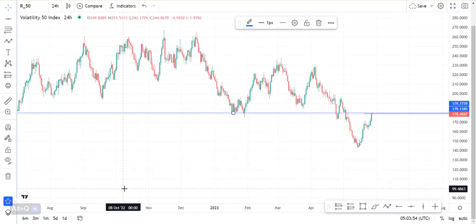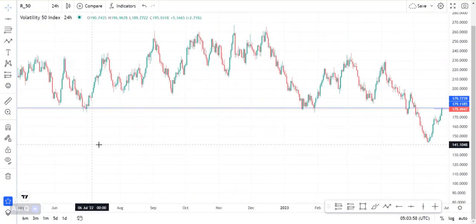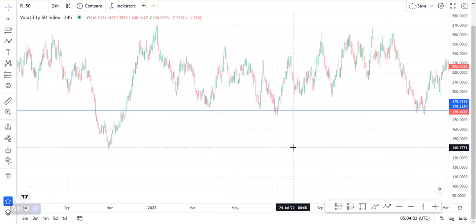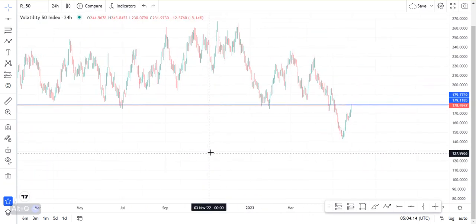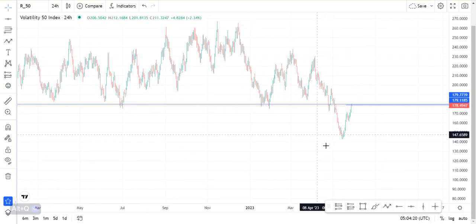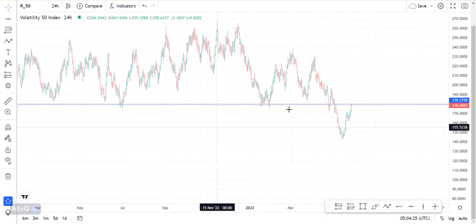So you can say that there have been several touches on that very particular zone. There is a proper reaction on the zone here. There is another reaction here, and then there is this reaction here. There is that reaction there.